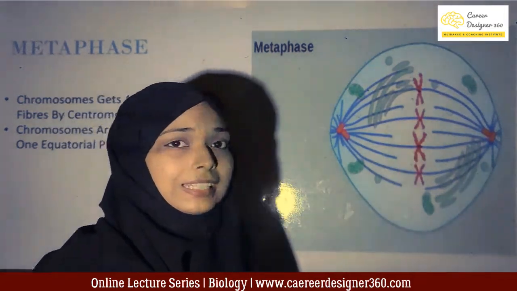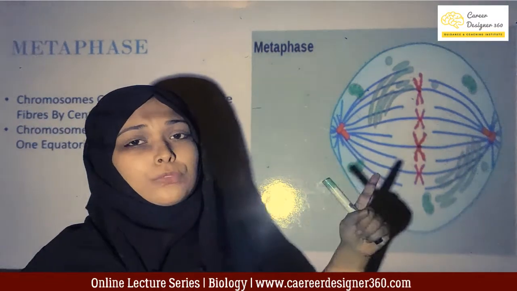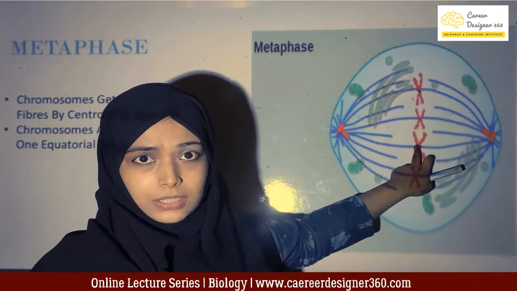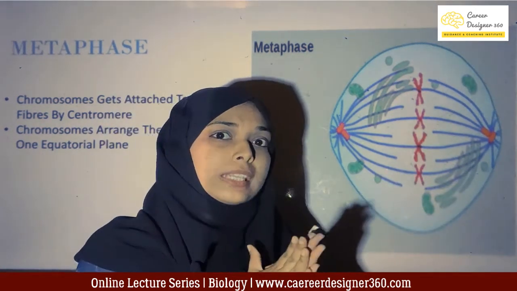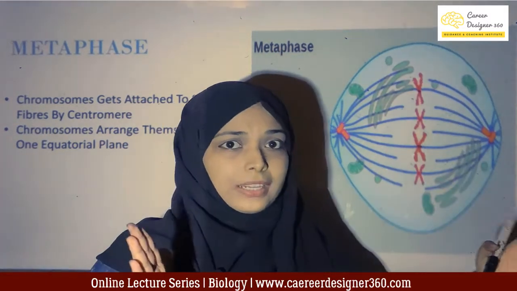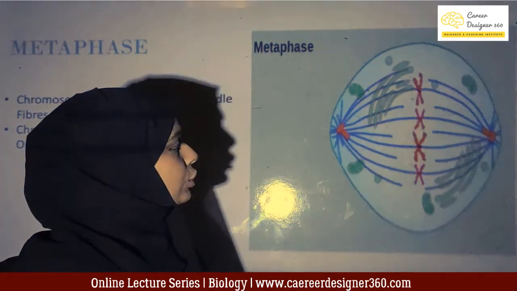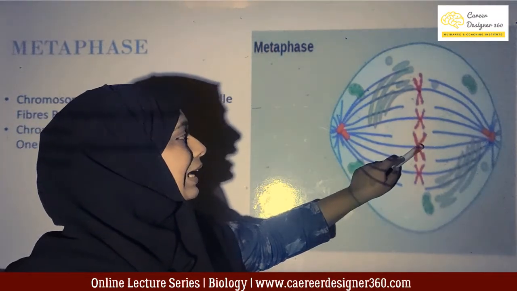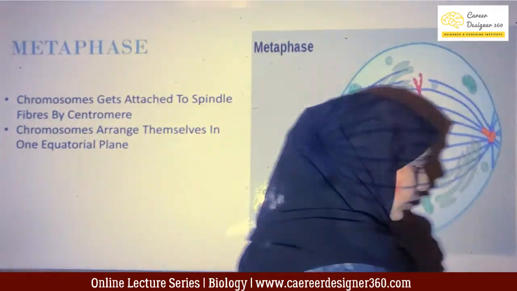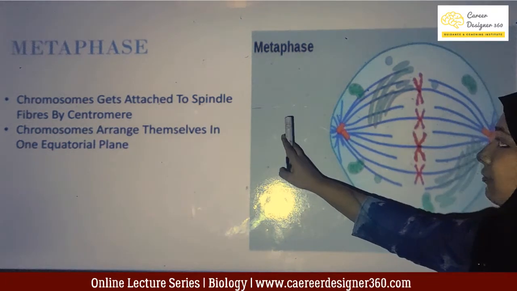So we see there are two functions of the centromere. One is the attachment of the two sister chromatids. The two sister chromatids are attached to each other by the centromere. So the centromere keeps the two sister chromatids close to each other, attached to each other, and it does not let them separate right from the beginning. Another important function of the centromere is that it helps in the attachment of the chromosome with the spindle fibers.